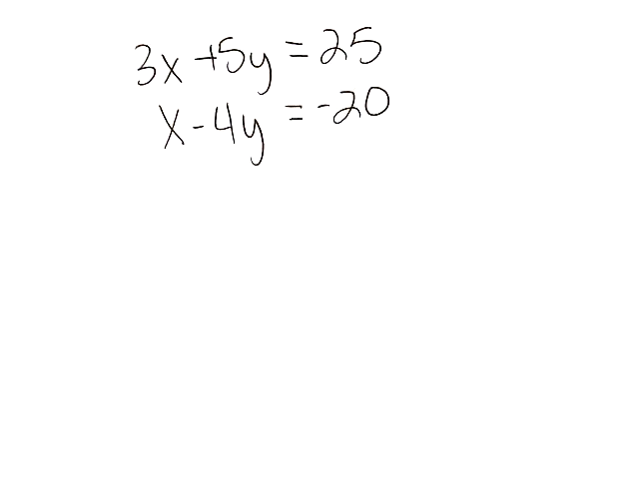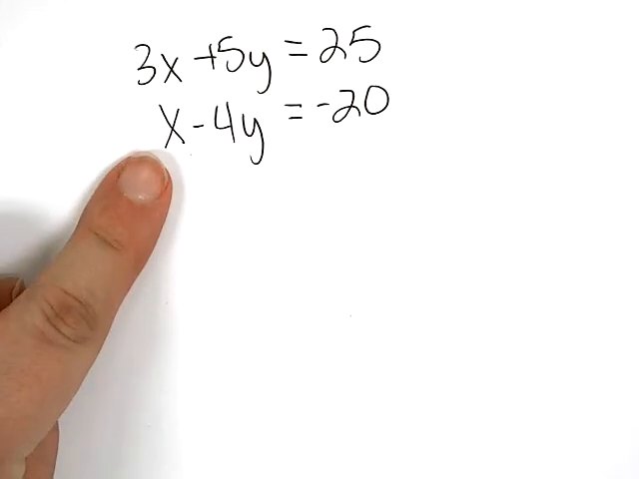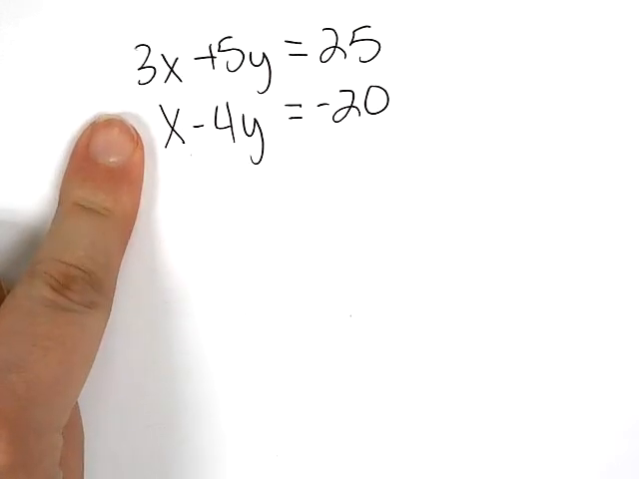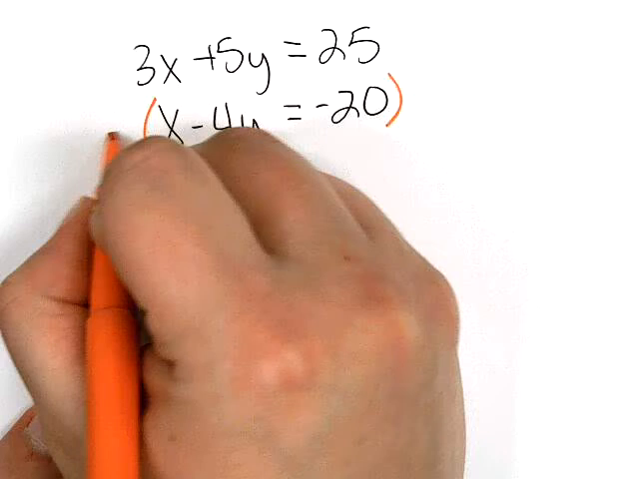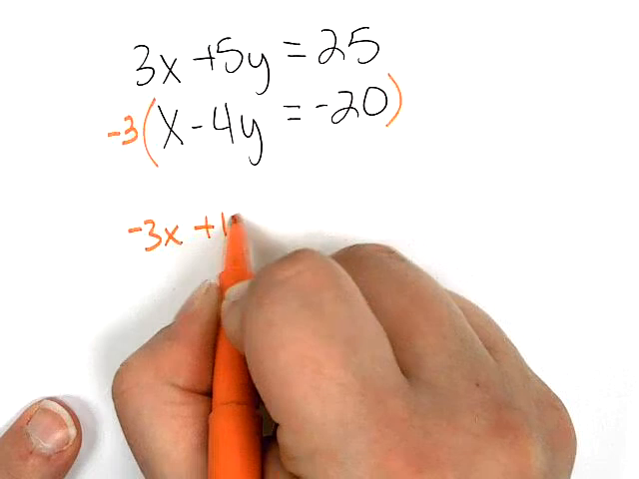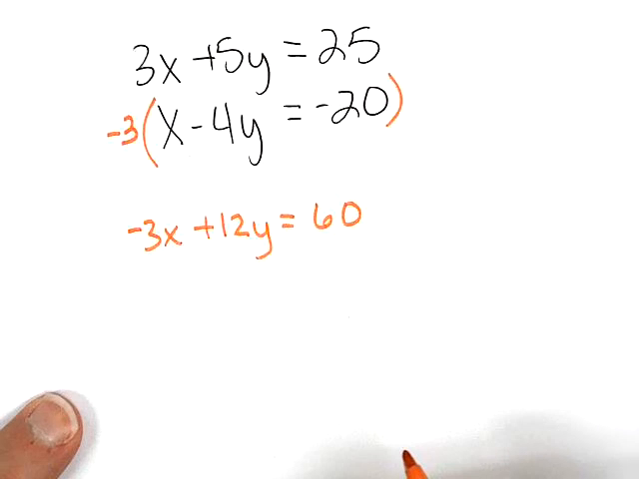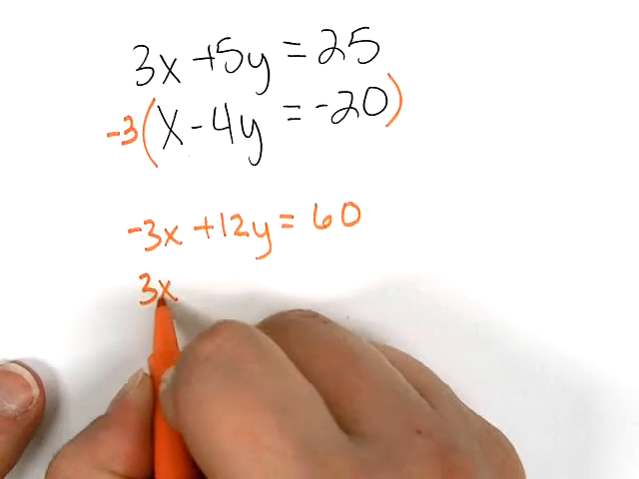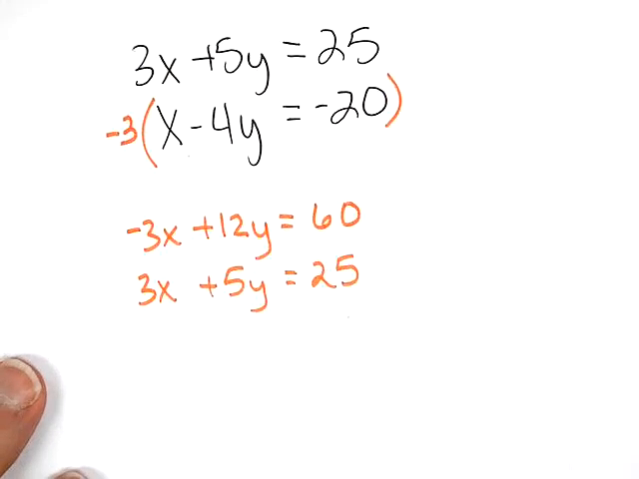Now some of you might have looked at this and gone, ooh, all right, well you have a 3 and a 1. So if we could turn this 1 into a negative 3, then the x's would end up canceling, right? So let's do that. Let's multiply the bottom equation by negative 3. And that means then that I get negative 3x plus 12y equals positive 60. And then my other equation doesn't have to change at all. 3x plus 5y equals 25.